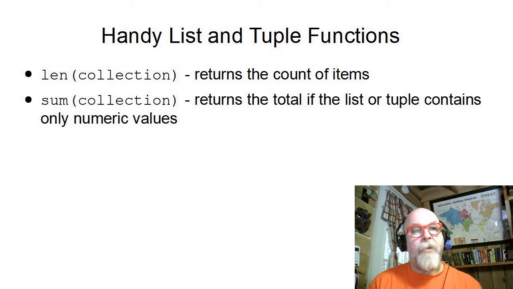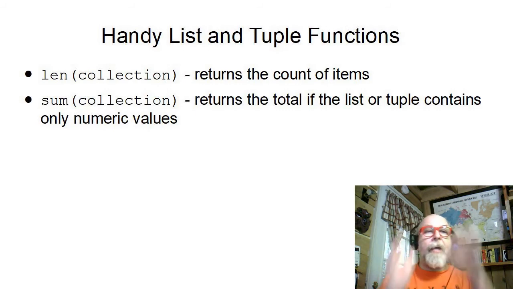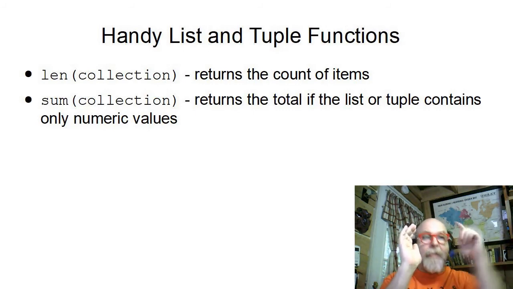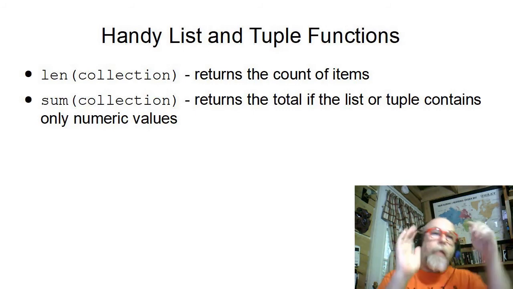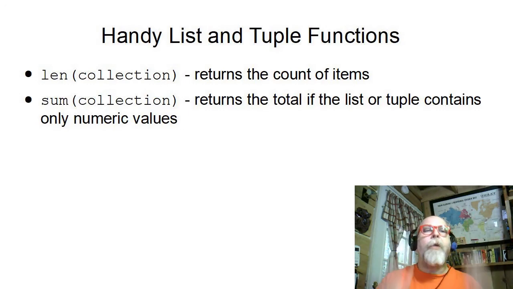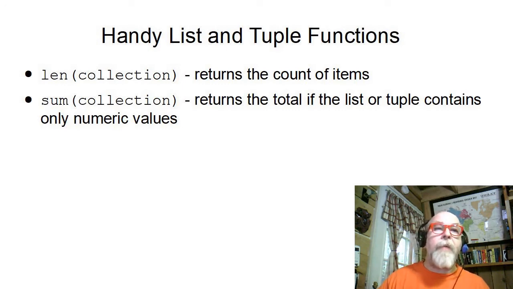The len function, if you say len, open parenthesis, pass it a list or a tuple or a dictionary, we'll talk about those later, will return the count of the items. So if there are 0 items in the list or tuple, it'll return a 0. If there's 1,000 items, it would return 1,000. So it's going to return the number of items in the list or tuple.